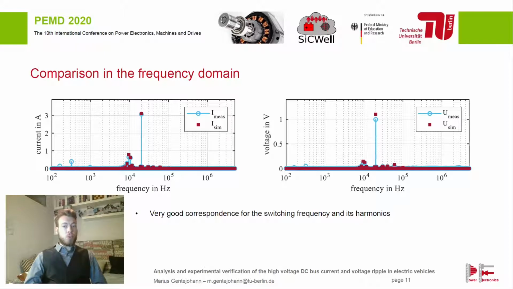As we saw in the battery aging studies, the frequency involved is very important. So let's compare the spectra of the measured and simulated current and voltage ripple. Looking at the distinct peaks around 10 kHz, the switching frequency, and 20 kHz, twice the switching frequency, we see a very good correspondence between the measured and simulated ripples.